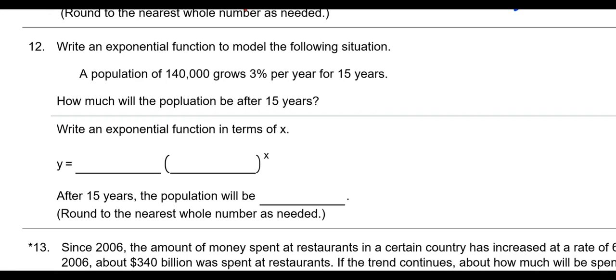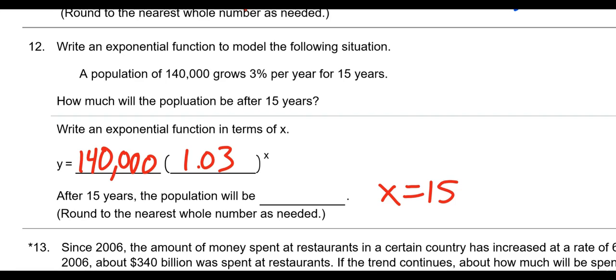Calculator today? Yeah. I would make sure you use the parentheses when you're typing it through. Yes, perfect. So 140,000 times 1.03 to the 15th power gives me a population of what? Yep. 218,115.